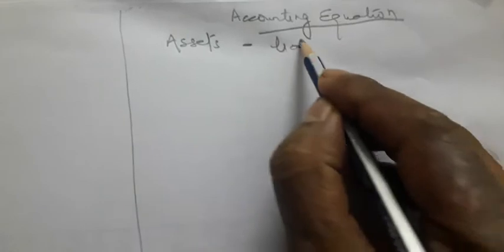As you all know, accounting equation is the basis of the double entry system. The basic accounting equation is assets minus liabilities is equal to capital.